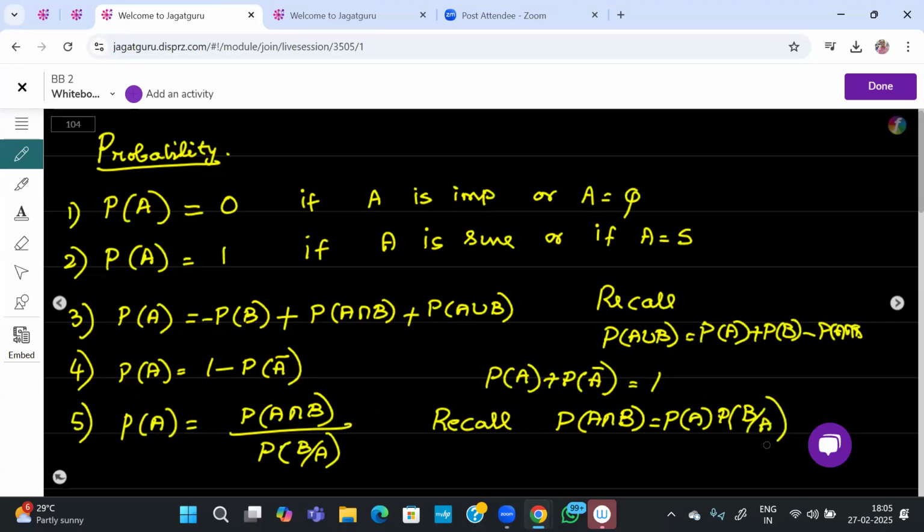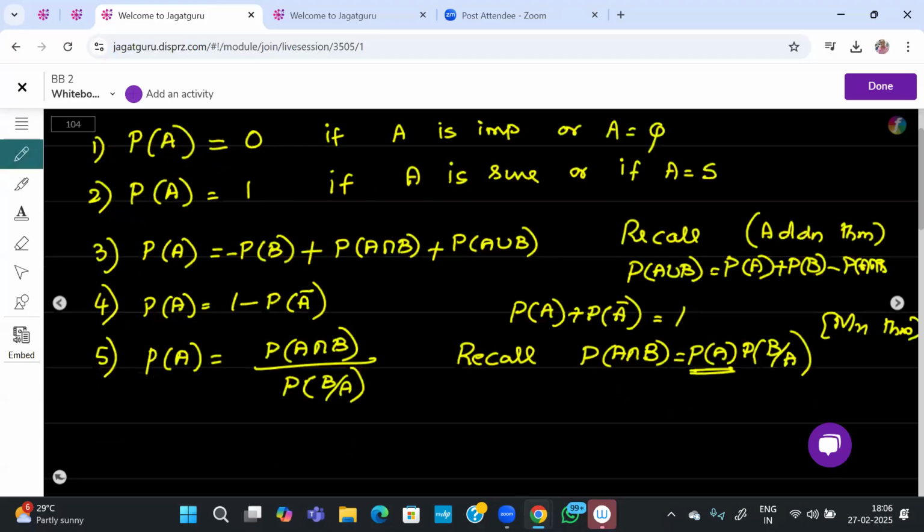So P(A) is a part of that. This is called the multiplication theorem, just like we have the addition theorem of probability. I'm just making you recall all the fundamental theorems that will be useful in various situations. If P(A) can be got from the addition theorem, it can be got from multiplication as well. So this is one way of looking at it. Is there any other way of expressing P(A)?